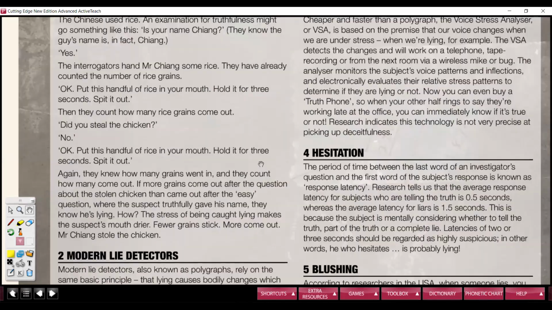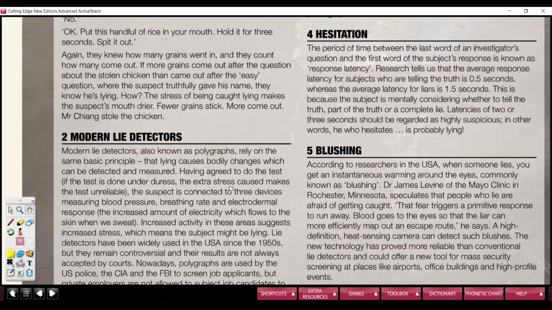For them, at that time in ancient China, the stress of being caught lying makes the suspect's mouth drier. So what happens is that fewer grains stick. Quedan pegados, yeah? More come out. Mr. Chan stole the chicken. My goodness, what a system. Do you think this is a reliable system? No, teacher. So funny, right? Okay, very good. Perfect. Let's continue with the next one.